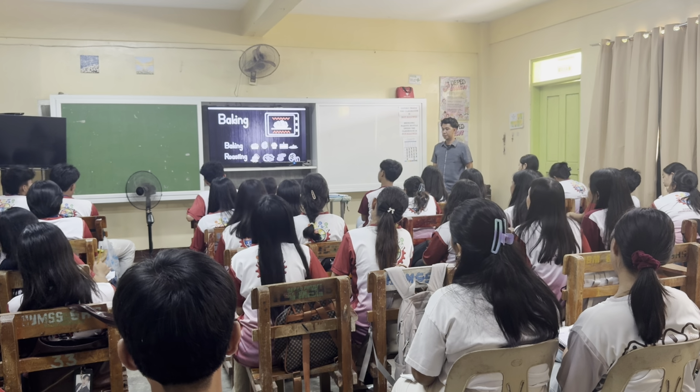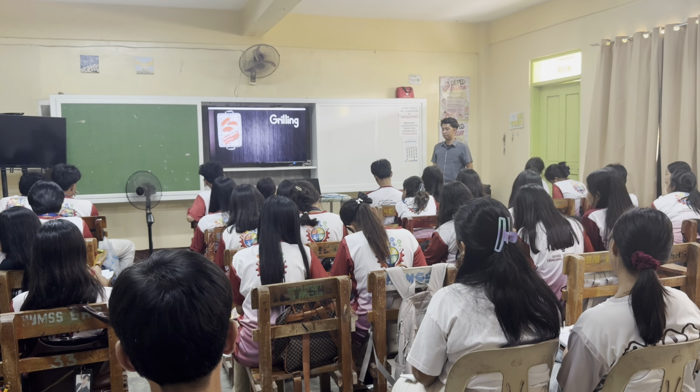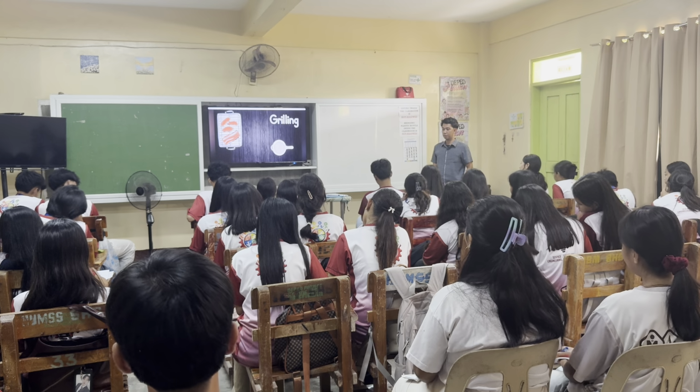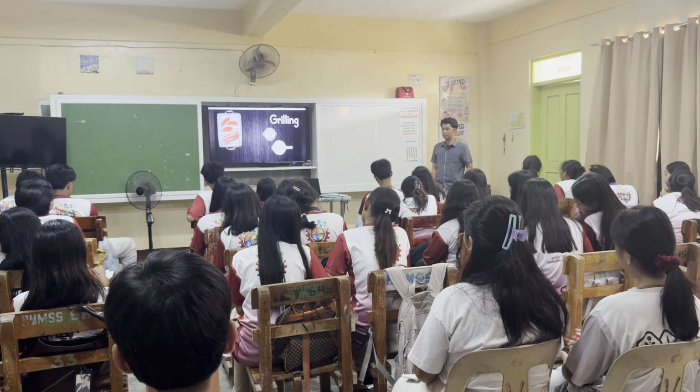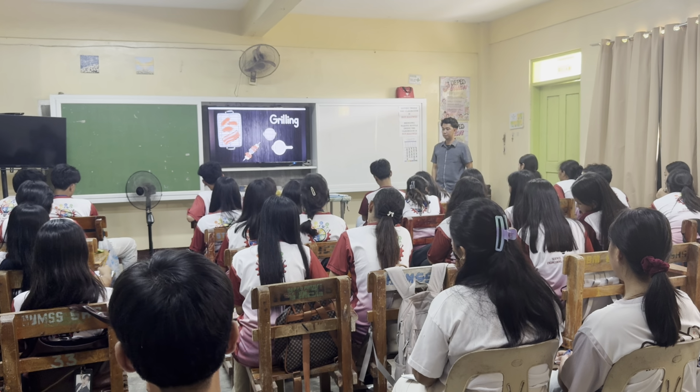Grilling is a dry heat cooking method where direct or radiant heat is applied to the surface of the foods from below. A grill pan or an open wire is used in this cooking method. The most common recipe for grilling is barbecue.